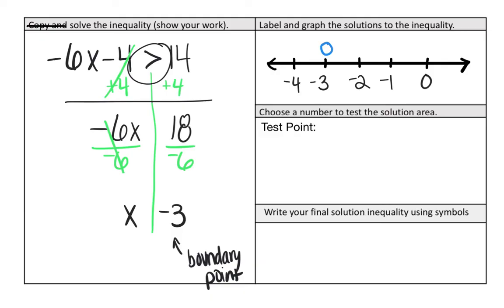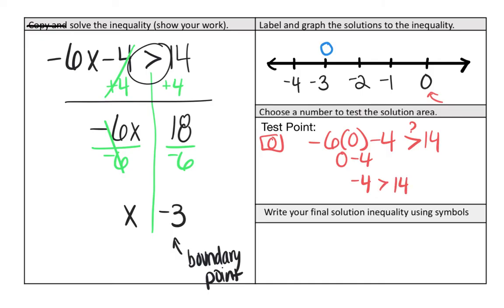Now let's pick a test point again. This time I'm going to pick 0. That's always a nice test point to use. And box it up here. So my test point plugged back in will be negative 6 times 0 minus 4. We want to know, will that be greater than 14? Well, negative 6 times 0 is 0. 0 minus 4 is negative 4. Is negative 4 greater than 14? No. That does not make this inequality true.